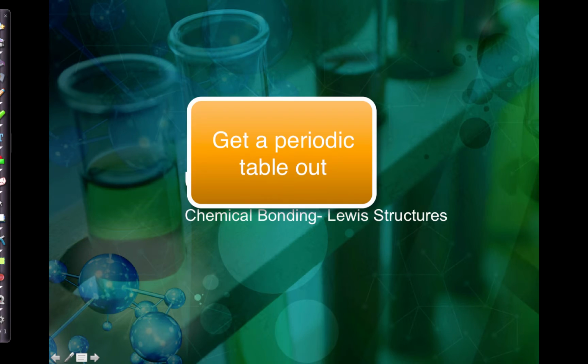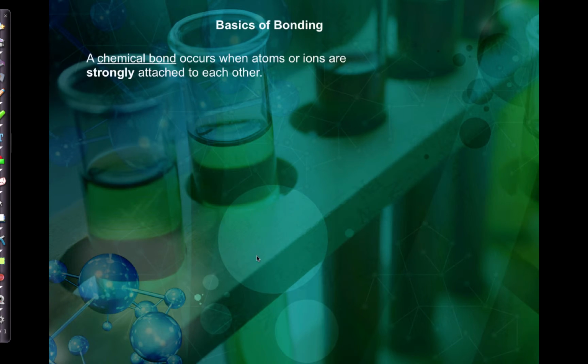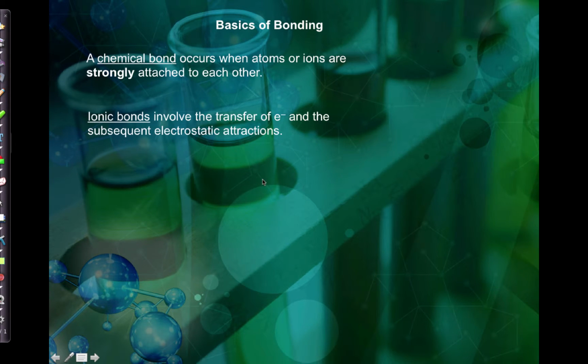Alright, so in this video we're going to go over the basics of chemical bonding and then also how to draw Lewis structures. A chemical bond occurs when you have atoms or ions that are strongly attracted to each other. So basically you have two atoms that come together and they stay together because they're attracted to each other. And usually that happens either because they transfer electrons or they share electrons.